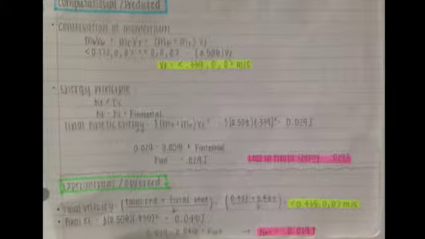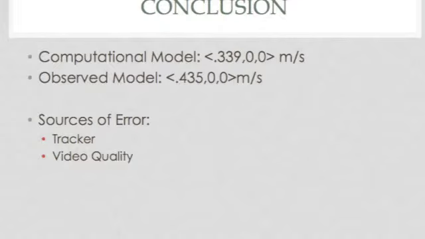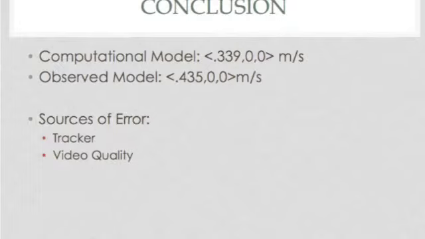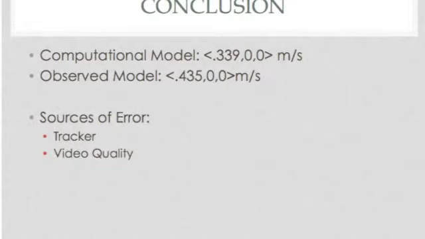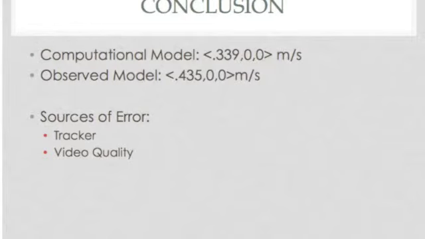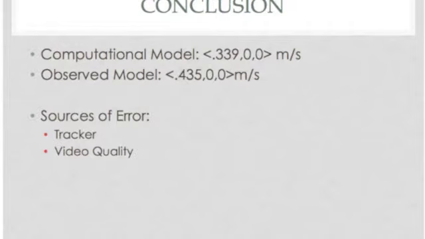From the computational model, I found that the velocity should be 0.339 meters per second, but it was actually 0.35 meters per second. Therefore, there are some sources of error that could be due to the tracking video or because of friction. Also, the computational model has a loss of kinetic energy of 0.029 joules, but from the observed data, it only lost 0.019 joules.